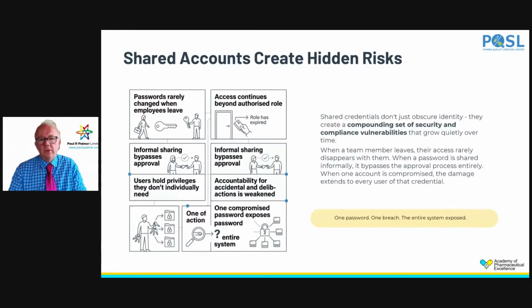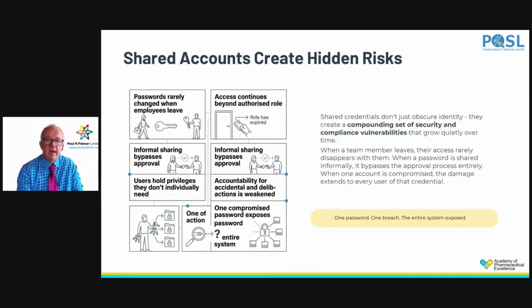Shared credentials don't just obscure identity. They create a compounding set of security and compliance vulnerabilities, growing quietly over time. Passwords rarely change when an employee leaves if it's a shared password. Access continues beyond the authorized roles. The roles expired, people move on, but the changes that you wanted to establish are no longer effective. Informal sharing bypasses approval. Users hold privileges they don't actually individually need, and accountability for accidental and deliberate actions is weakened. You don't have it.